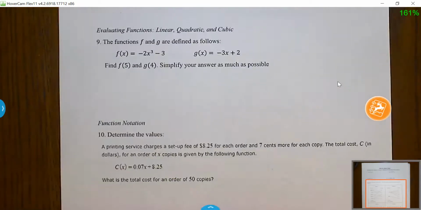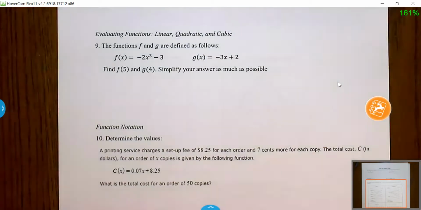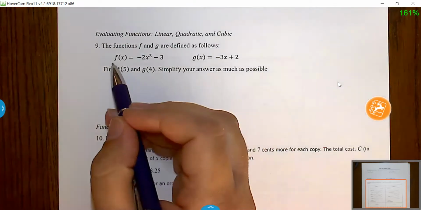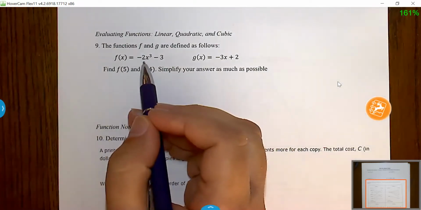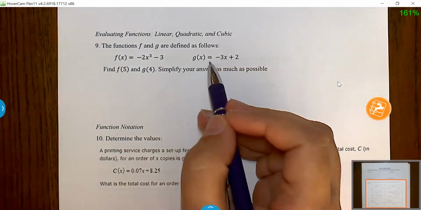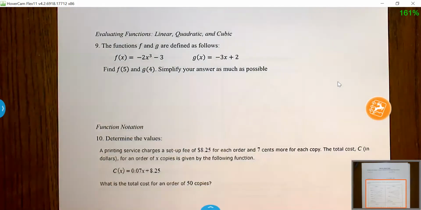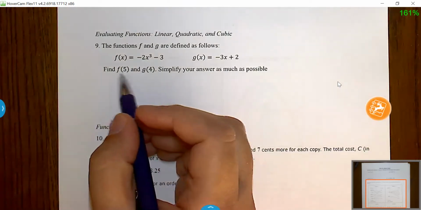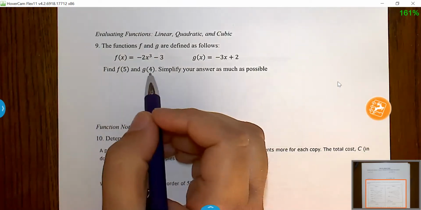All right. Number 9, evaluating functions, linear, quadratic, and cubic. All right, so it says the functions f and g are defined as follows. So they give us one function, f of x is negative 2x to the third minus 3, and then g of x is negative 3x plus 2. We have to find f of 5 and g of 4.